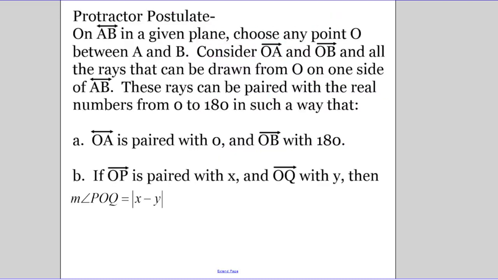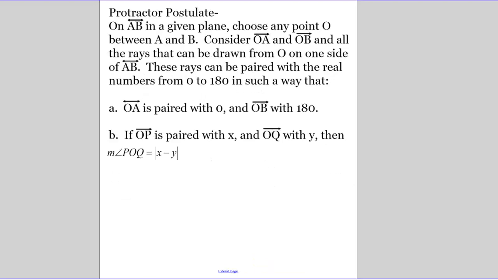Our next postulate, the protractor postulate, very similar to a ruler postulate, just in terms of a protractor now. So when you're given a line AB in a given plane, so let me explain what that means. When you're given a line AB in a plane, choose any point O between A and B. Consider OA and OB to be all rays that can be drawn from O on one side of AB. These rays can be paired with real numbers from 0 to 180.